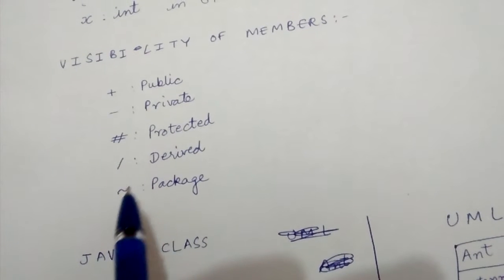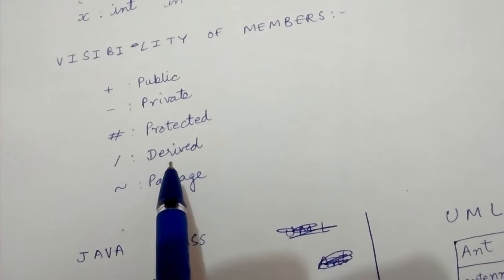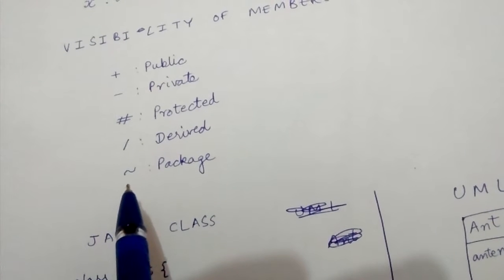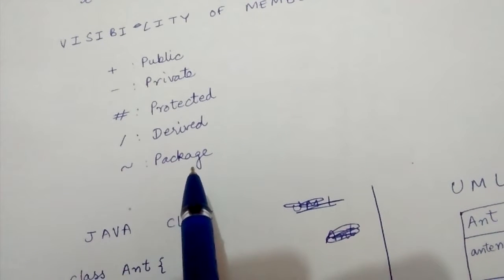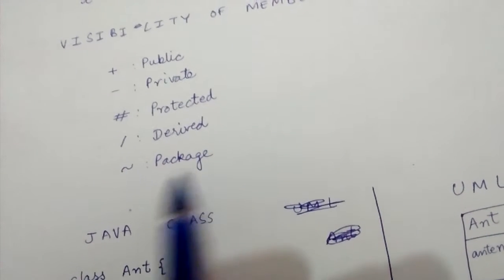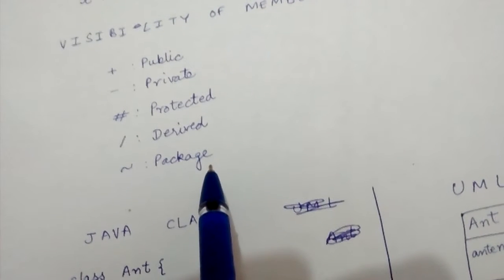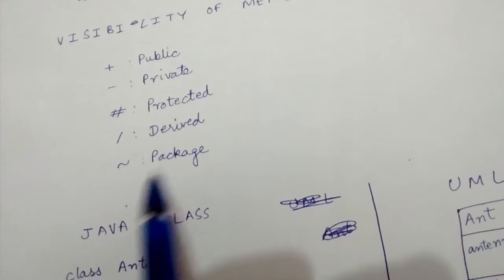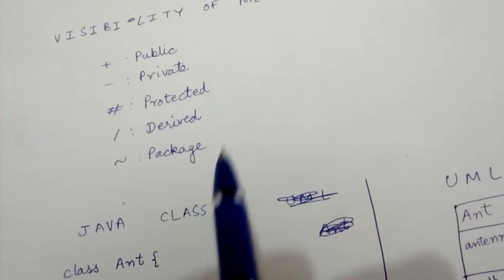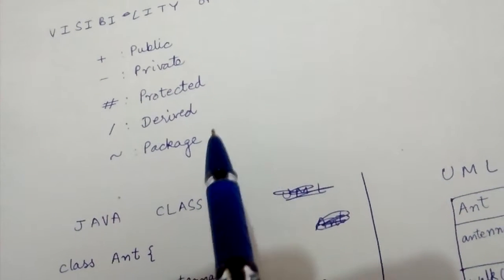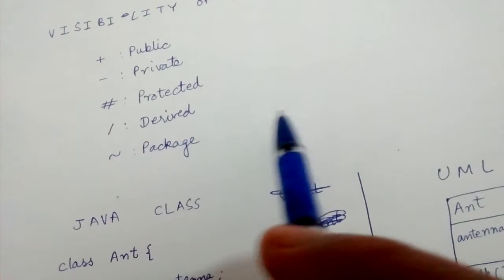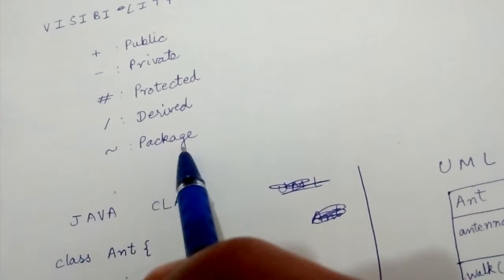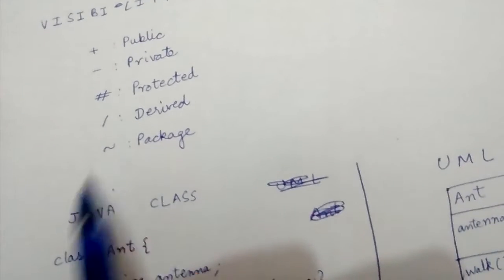Derived is a combination of these modifiers, represented by a slash, and a tilde represents that the member can be accessed only from the classes belonging to the same package. A package is a group of classes, so those classes can access this variable only.